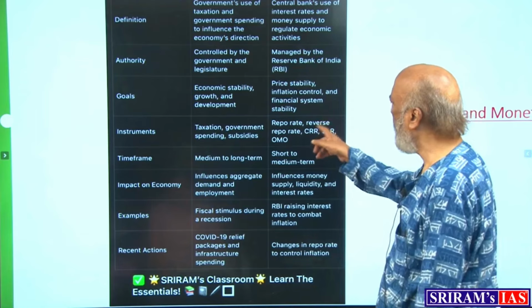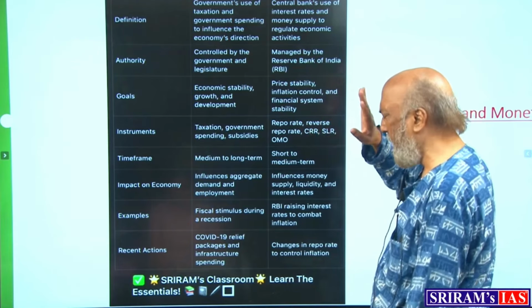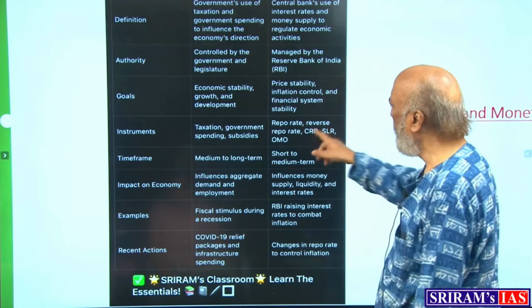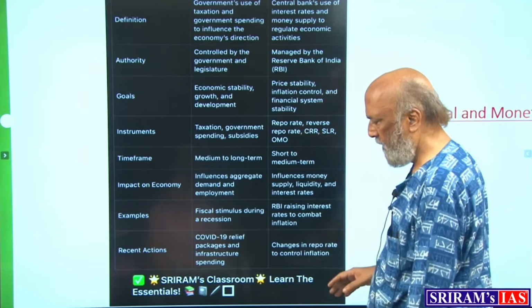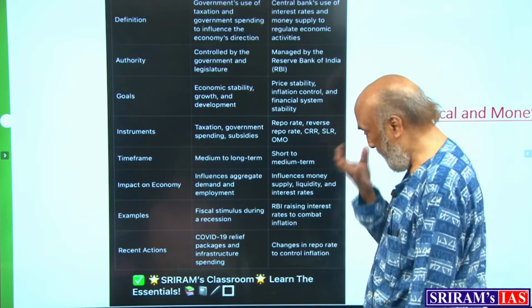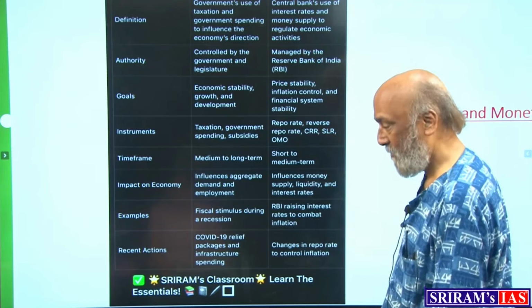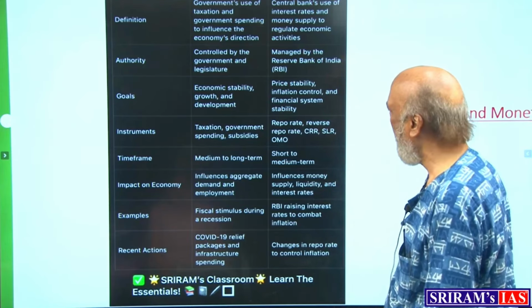Instead of reverse repo, the examiner has no problem at all if you can say SDF. Yeah, this is it, I think so.